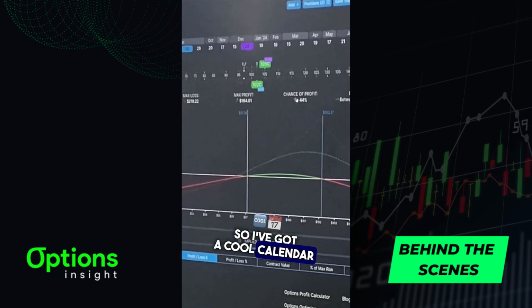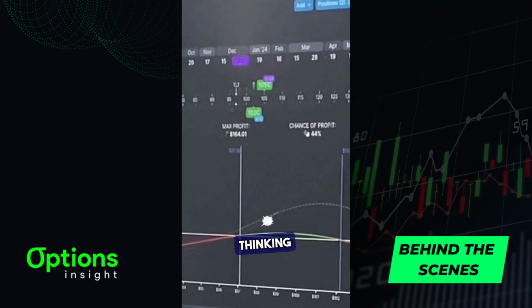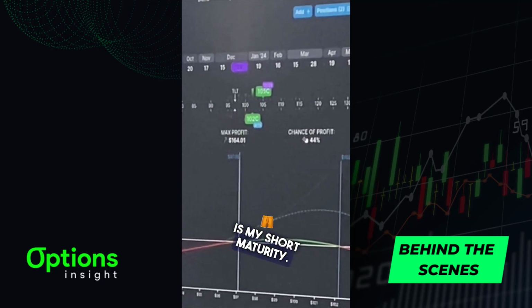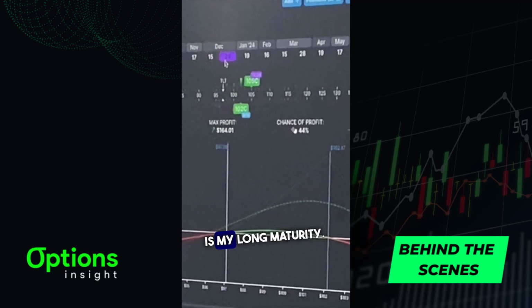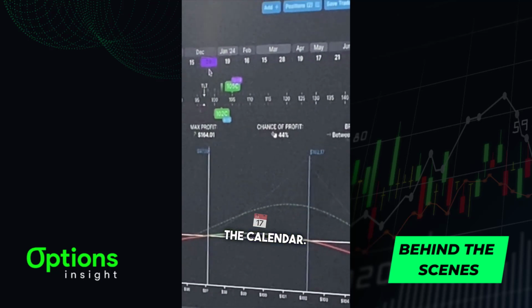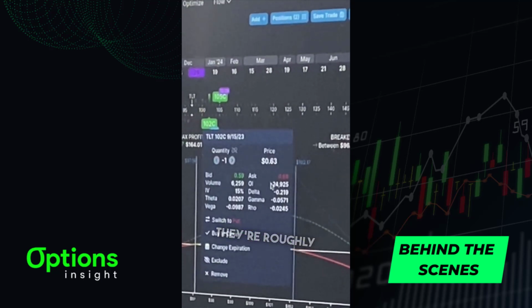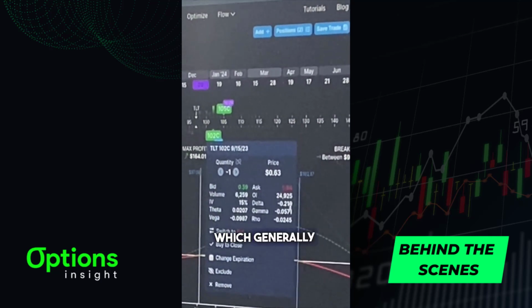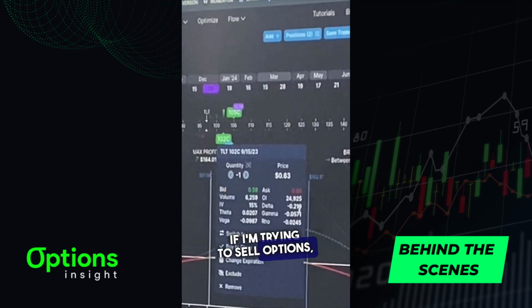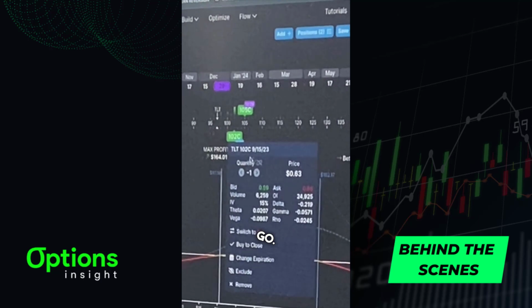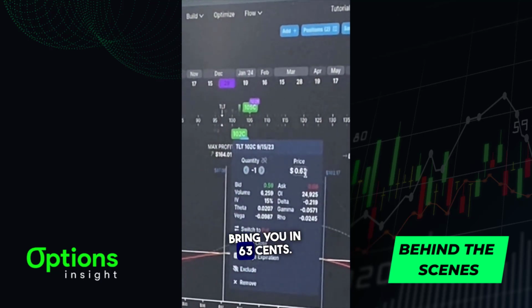So I've got a call calendar here. I'm thinking September as my short maturity. I'm thinking December as my long maturity, so I'm playing the calendar. I look at these 102 calls, they're roughly 20 delta calls, which generally I like selling. If I'm trying to sell options, that's not a bad place to go. These things bring you in 63 cents.